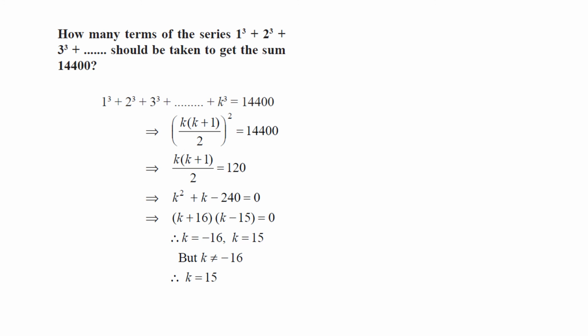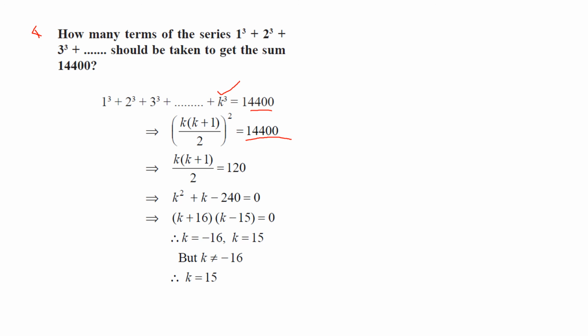Fourth sum, how many terms of the series 1 cube plus 2 cube plus 3 cube plus etc. should be taken to get the sum 14,400. Here 1 cube plus 2 cube plus 3 cube etc. up to k cube equal to 14,400 given, we will find k. So for k cube you use this k into k plus 1 by 2 whole squared equal to 14,400. We will find k means first k into k plus 1 by 2 equal to the square root of 14,400.